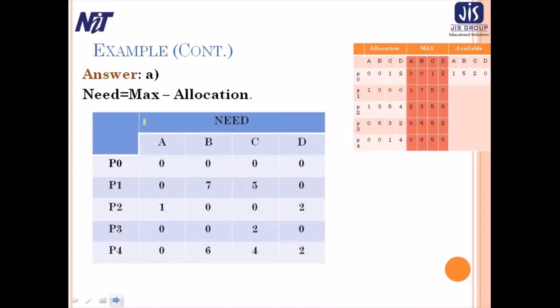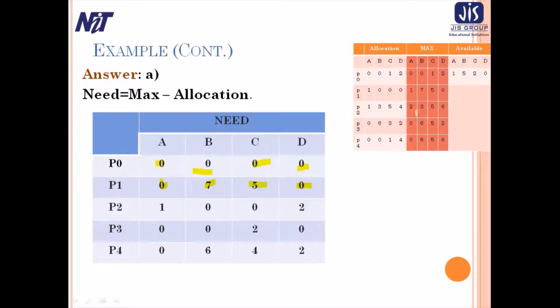So need equals max minus allocation. Here I write the chart, and we can do matrix subtraction. So from 0 0 1 2 we have to deduct 0 0 1 2. So the need of P0 is 0 0 0 0. For P1 maximum demand is 1 7 5 0 and it got 1 only. So its need matrix is 0, 7, 5, 0.